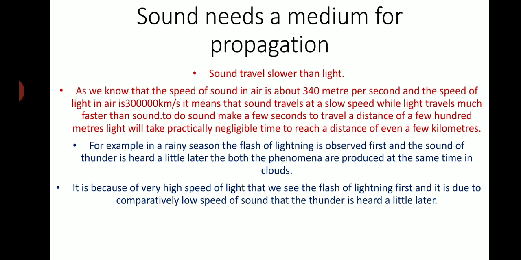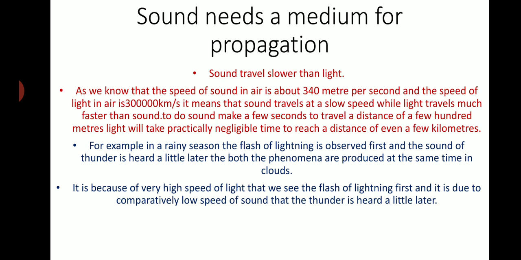As we know, the speed of sound in air is 340 meters per second, and the speed of light in air is 300,000 kilometers per second. It means that sound travels at a slow speed while light travels much faster than sound. So sound takes a few seconds to travel a distance of a few hundred meters. Light will take practically negligible time to reach a distance of even a few kilometers.